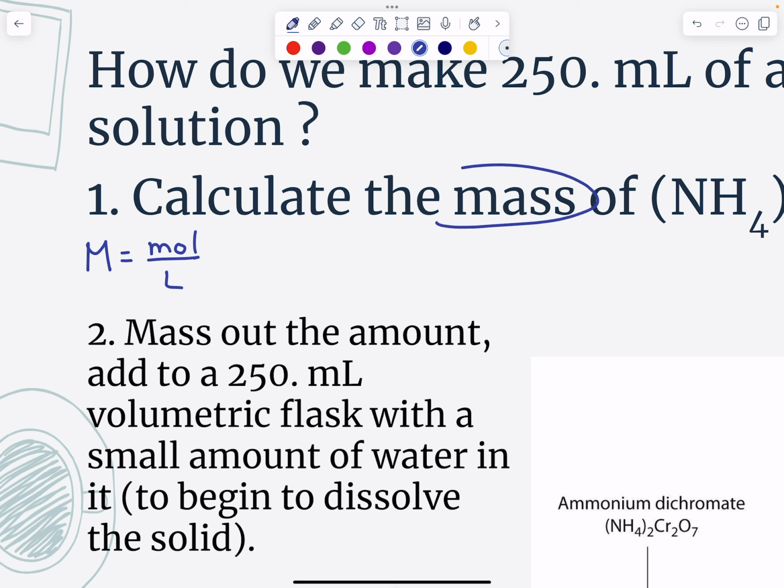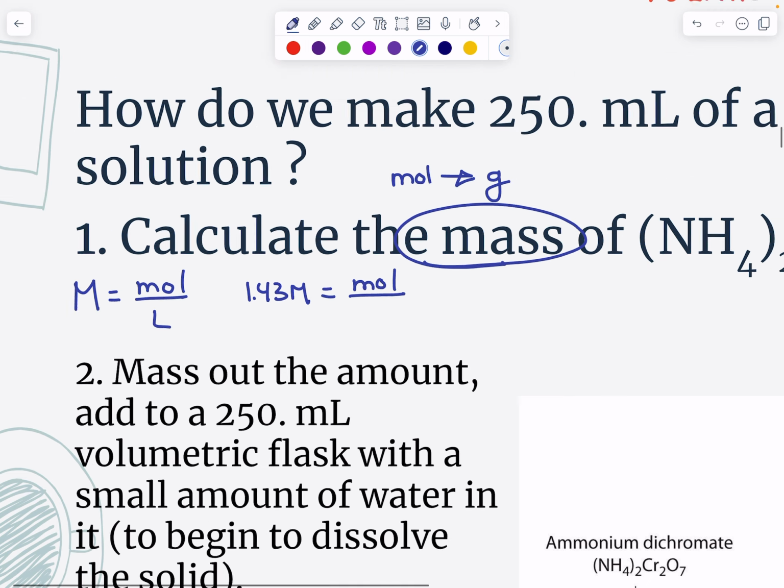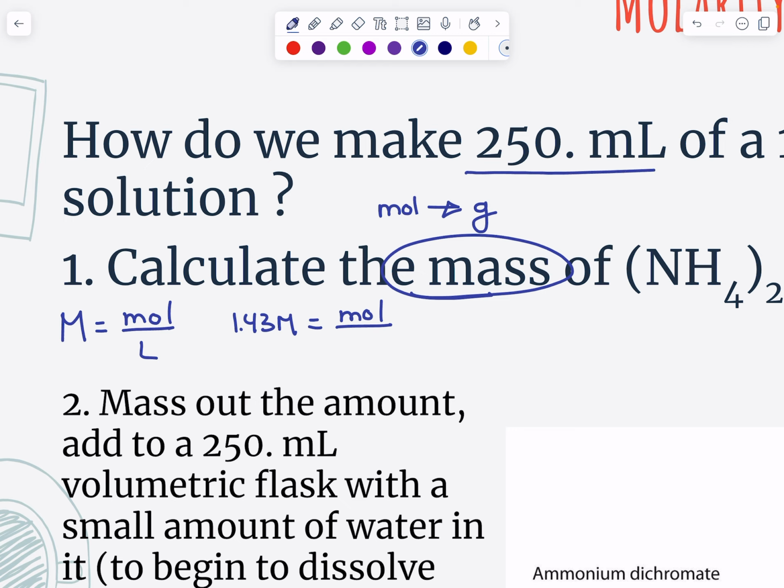If I want to calculate the mass, the first thing I'm going to do is I'm going to calculate the moles, and then I'm going to convert from moles to grams. So I know that the molarity is 1.43 capital M. I don't know the number of moles that will be dissolved, but I know that my total volume will be 250 milliliters. But notice that the unit for the bottom is not volume, it's liters. So this has to be converted from 250 milliliters to liters, right?